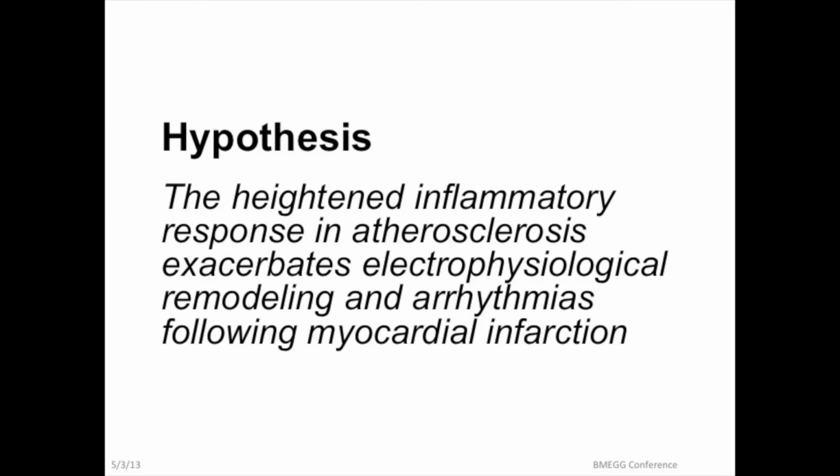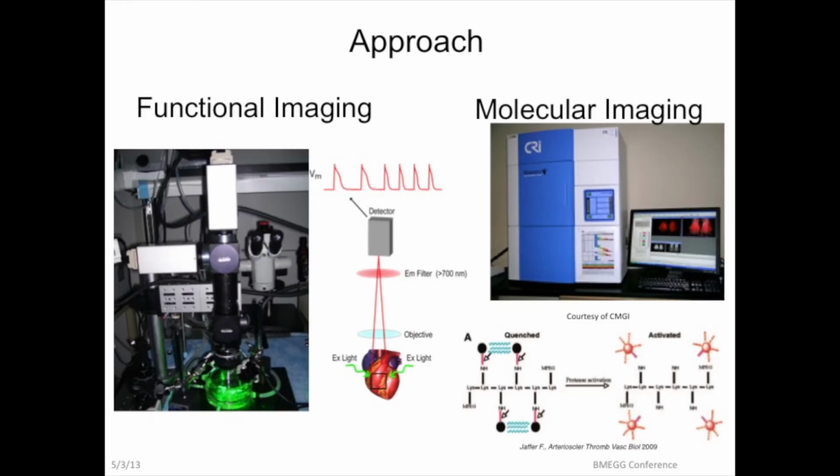So based on all this information and previous studies in the literature, our hypothesis is that the heightened inflammatory response in atherosclerosis will exacerbate electrophysiological remodeling following myocardial infarction. So how do we look at that? Well, we look at that using optical approaches. We look at electrophysiology using functional imaging, using optical mapping, where we stain the epicardial surface of the left ventricle with a voltage-sensitive dye that allows us to look at action potential properties and other electrophysiological parameters.